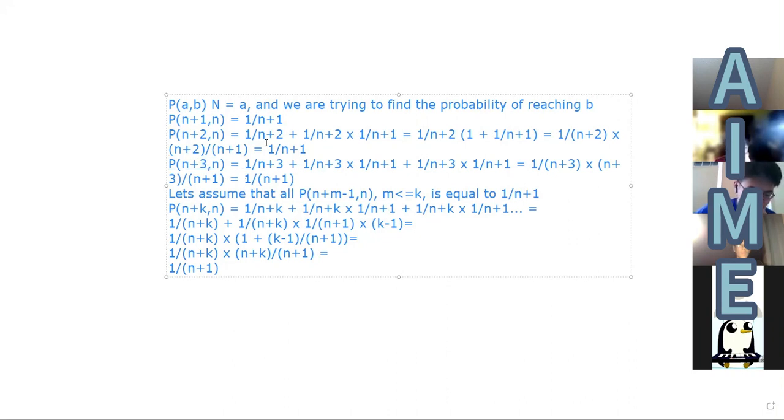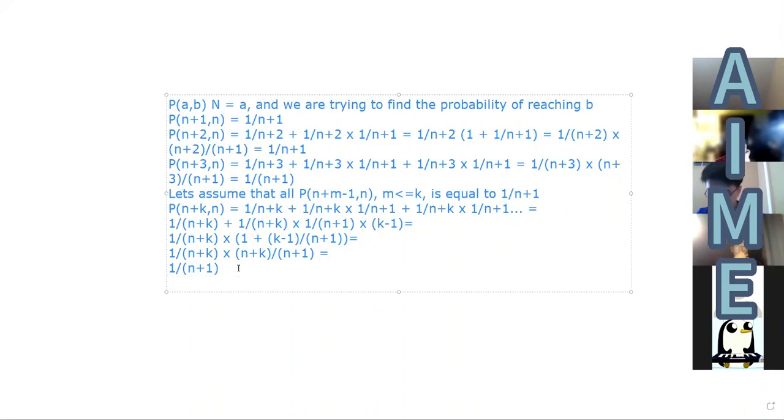And since all our previous assumptions were true, that means it also leads to 1 over n plus 1. And this will go on infinitely. Okay, so now we've finally proved the fact that for all p, a, b, with n equal a, and we're trying to find the probability of reaching b, the probability will be 1 over b plus 1. Okay, so what does that mean?